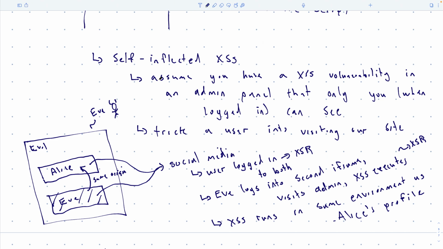Okay, so let me just go through the text and make sure it has everything I said. Assume you have a cross-site scripting vulnerability in an administrative panel that only you can see when you're logged in yourself. So you trick a user into visiting the evil website. The first frame goes to the social media. The user's logged in. Well, initially, I guess they're logged into both. Then you log them out using URL parameters passing. You log them out of the second frame. The adversary logs into the second frame. They go to the admin panel. Then the persistent cross-site script executes.